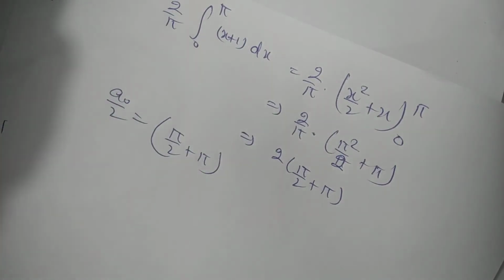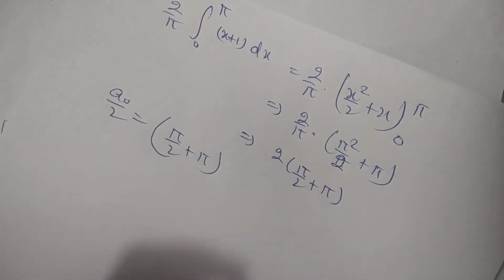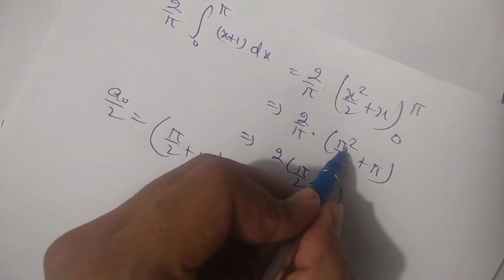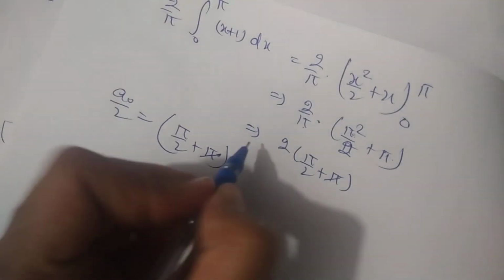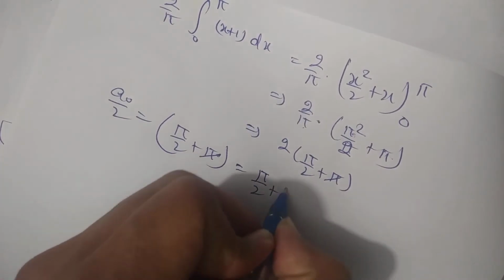And to find the value, pi will cancel out here, because this pi will cancel it, and this value will be pi by 2 plus 1 only.